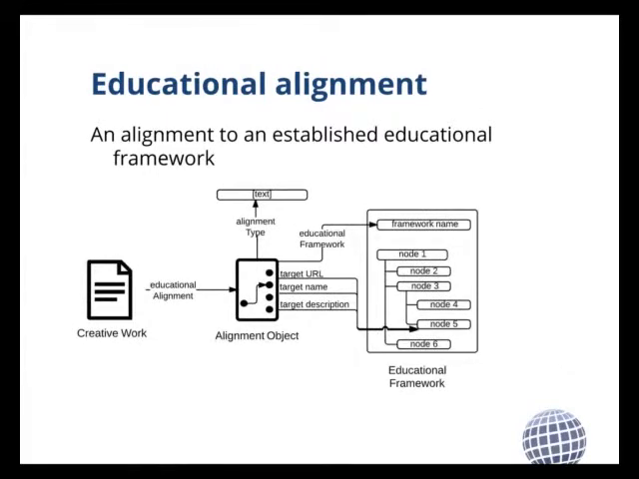Graphically, the way it's implemented looks something like this. The creative work has an educational alignment that points to an alignment object, and the alignment object identifies the type of alignment, that is, whether the resource is useful for teaching or assessing, or whether it has a prerequisite, and it identifies the framework to which the resource aligns, and the particular node within that framework to which the resource aligns.